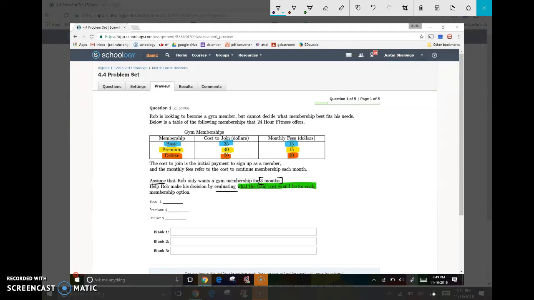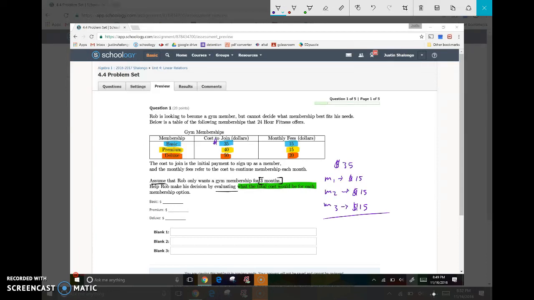If I'm Rob, I want the basic membership. I'm going to have to pay $35 right off the bat. So I walk in the door, they're going to charge me $35 just to get the membership. Now that I've got the membership, I'm in my first month, and I have to pay $15 because they say $15 a month. So I paid $15 my first month, I'm paying $15 my second month, and I'm paying $15 my third month.